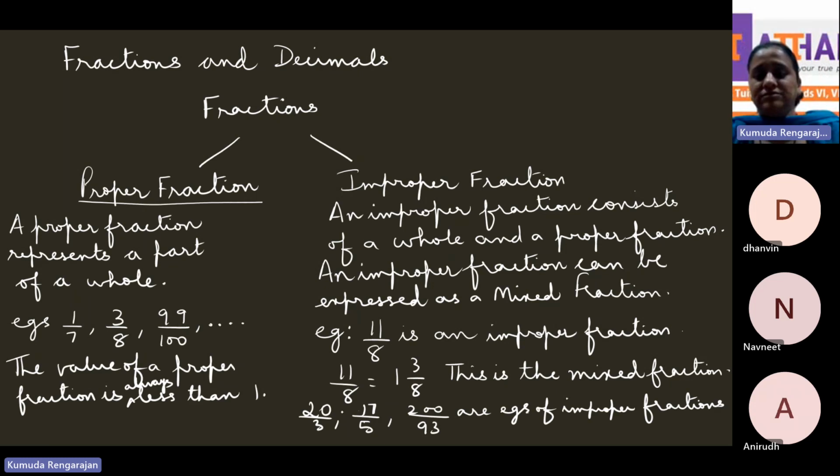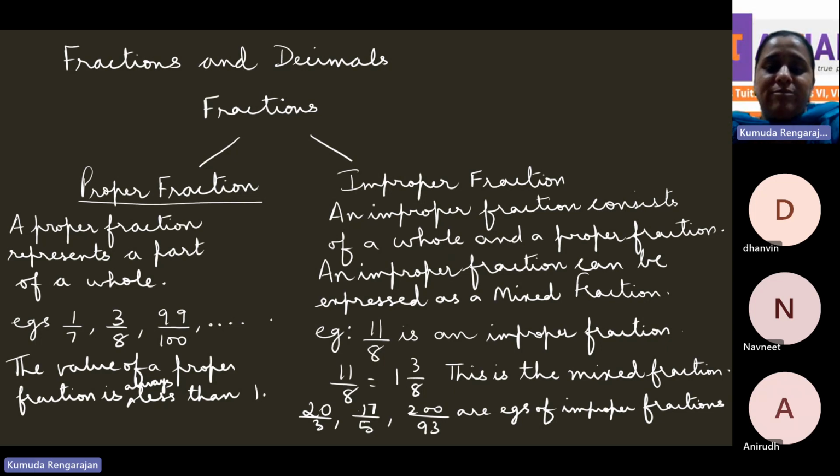Now, improper fraction. What is a proper fraction? A proper fraction represents a part of a whole. The value of a proper fraction is always less than 1. An improper fraction consists of a whole and a proper fraction. Whole meaning there is something fully, like 1, 2, 3, and some extra.